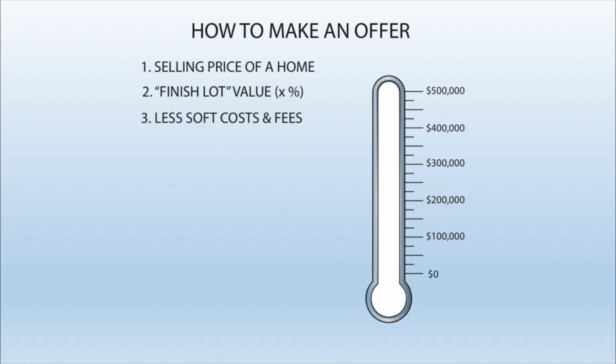Okay, in your third step, you're going to subtract your soft costs and fees. And so that's everything associated with permits and applications and whatnot. Now, your fourth step is subtracting the actual land development cost, or also known as hard costs. So 3 is your soft cost, 4 is your hard cost, and you're going to subtract that from number 2.